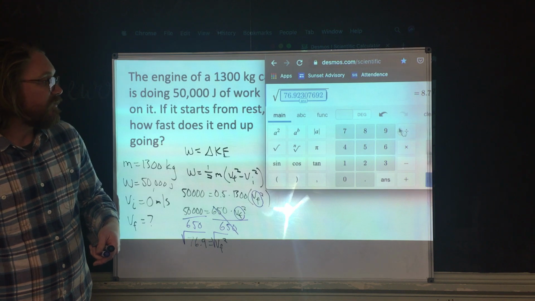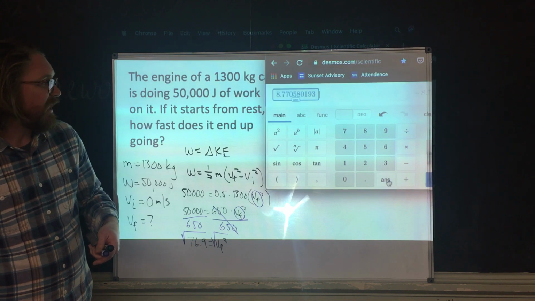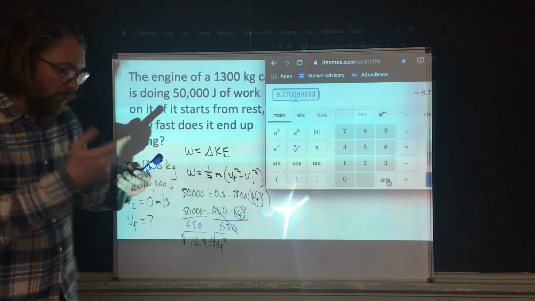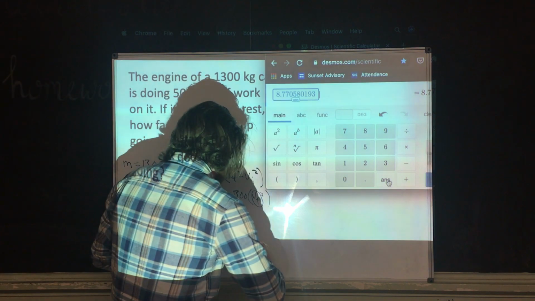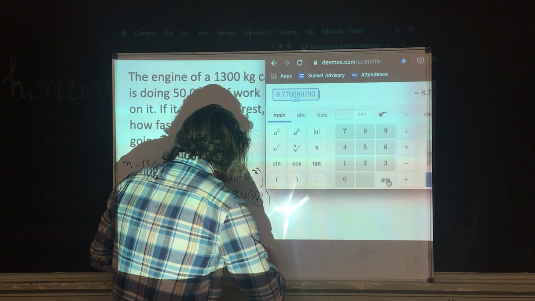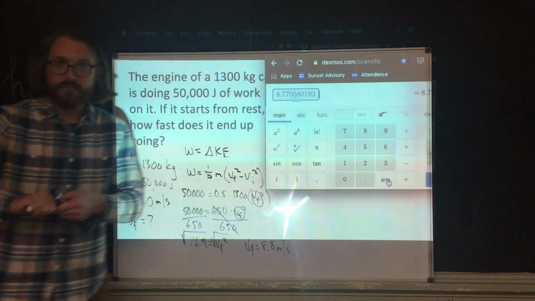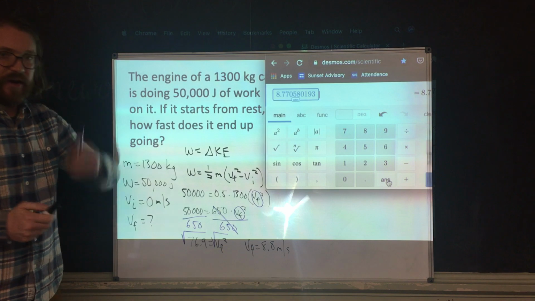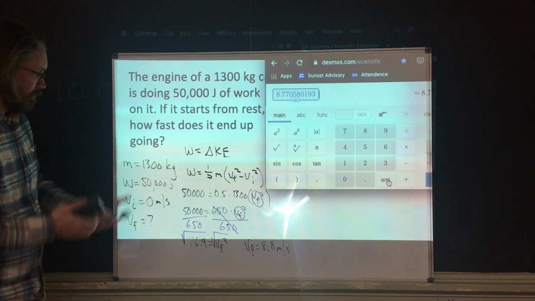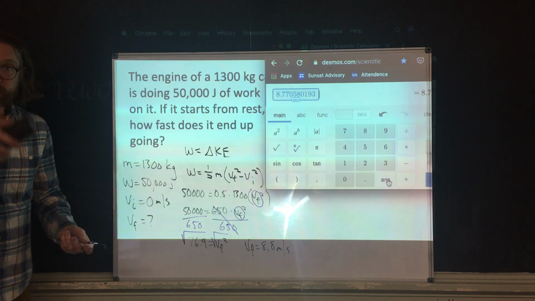And this gives me my answer, which is 8.77, or we're going to round up and say that my final velocity here is 8.8 meters per second. Isn't that awesome? We just figured out how fast that thing's going. Did you get 8.8? If you did, good job.